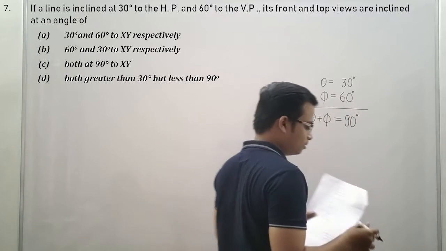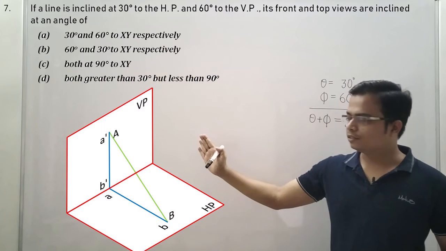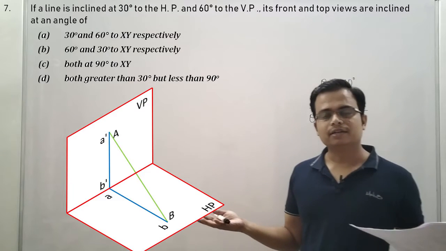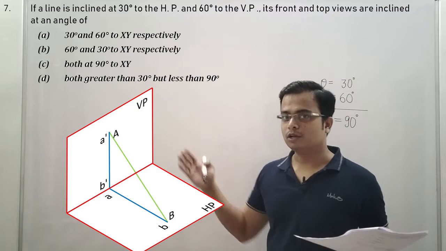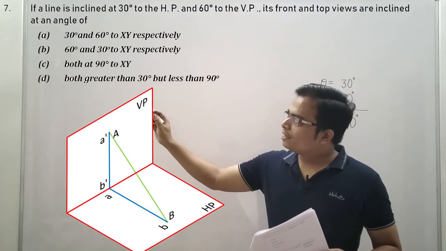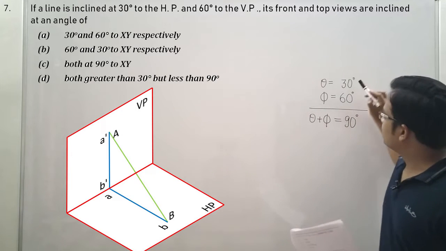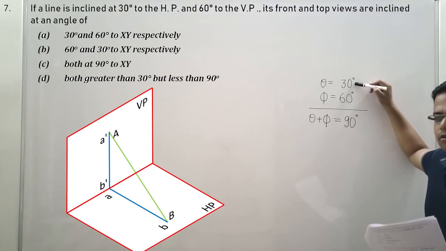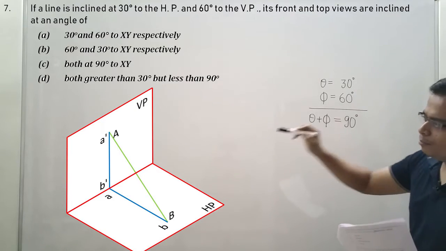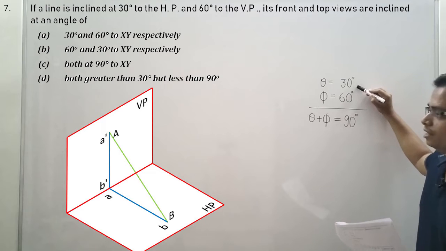This is a very unique case, and let me tell you why. Just take a look at this diagram. HP, VP, and there is a line which appears like a ladder, isn't it? That vertical plane is a wall, you can say, and the bottom portion is a floor. The angle that it makes with the wall is the angle that it would make with a vertical plane, that is 60 degrees, and the angle that the bottom end of the line makes with the ground is the angle that it would make with the horizontal plane, and that is 30 degrees.